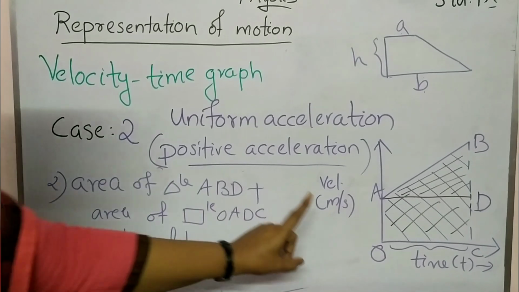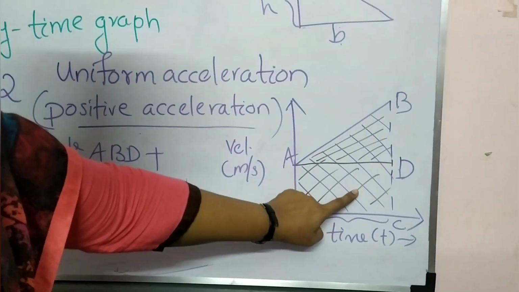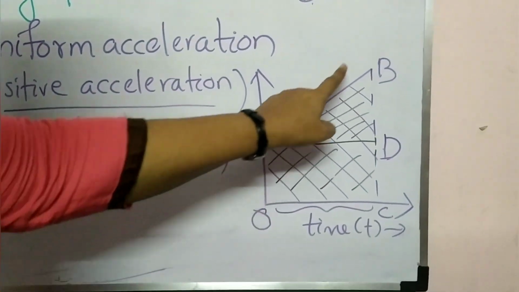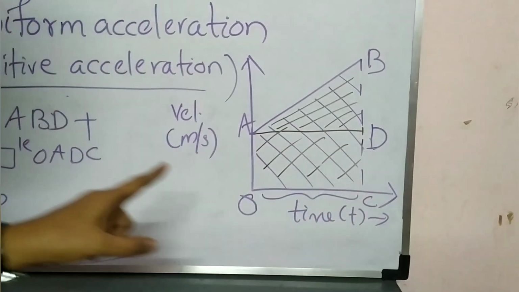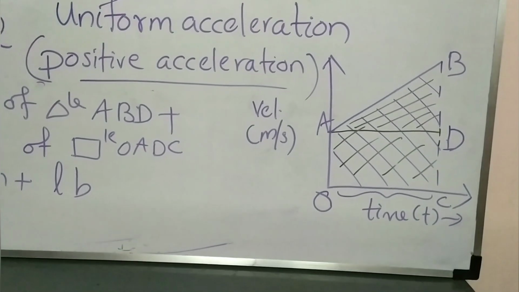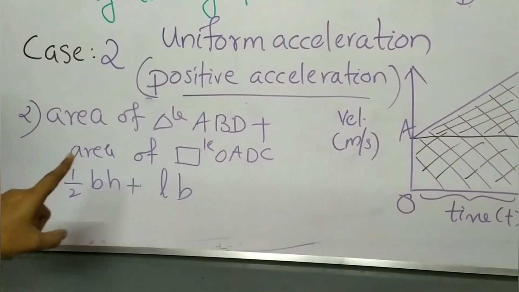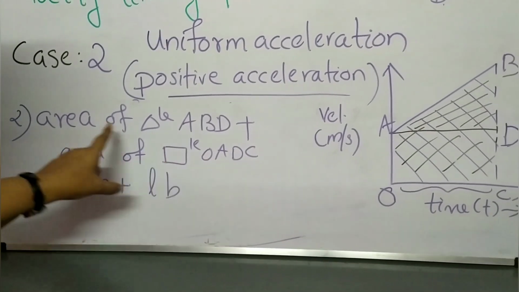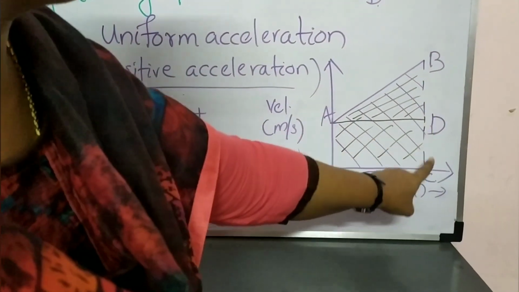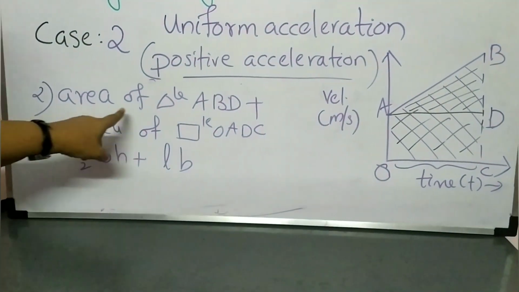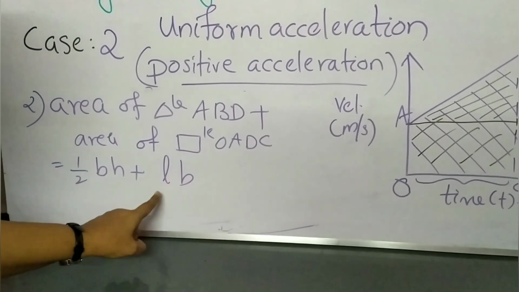Children, now we can divide that trapezium into a triangle and a rectangle. Here you can see a triangle ABD, then rectangle OADC. Then how to find the area? Area will be equal to the sum of the area of that triangle and the area of the rectangle. So area of triangle ABD plus area of rectangle OADC. Here the area of a triangle you know is half into B into H. Area of rectangle is L into B.